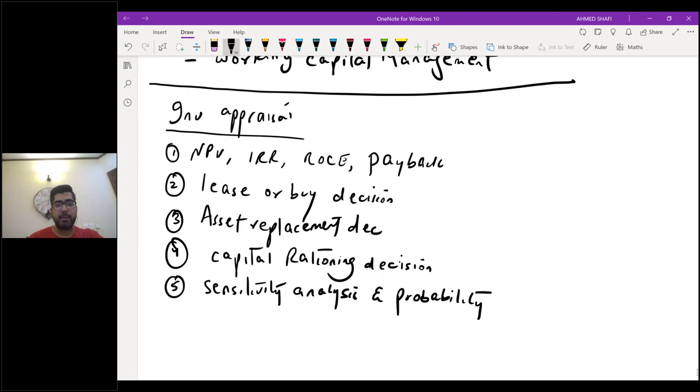Now, this question is covering a very important area. It's firstly asking you to calculate the NPV of project B. And then it has stated that capital is rationed to 5 million. Make the optimum investment schedule. In a capital rationing decision, we have to make an optimum combination.